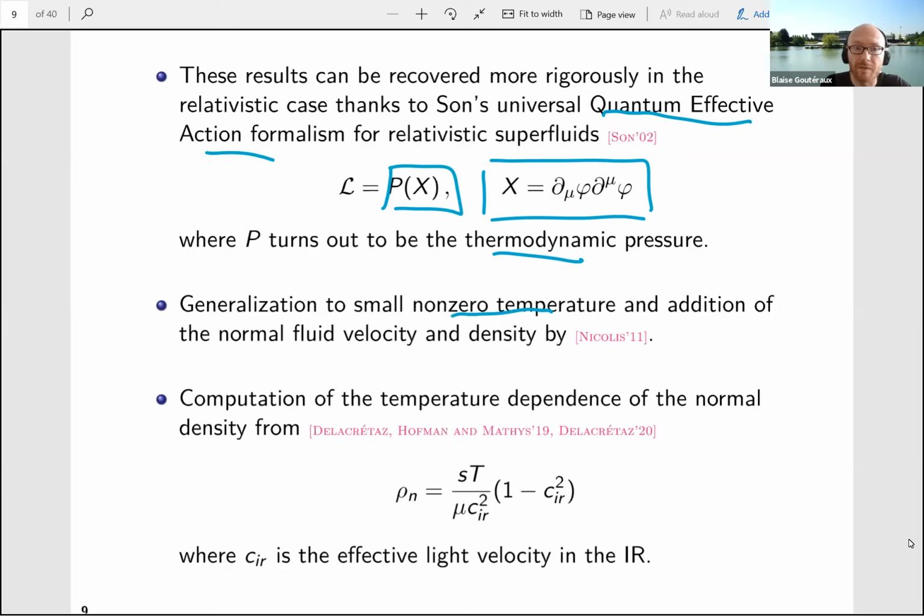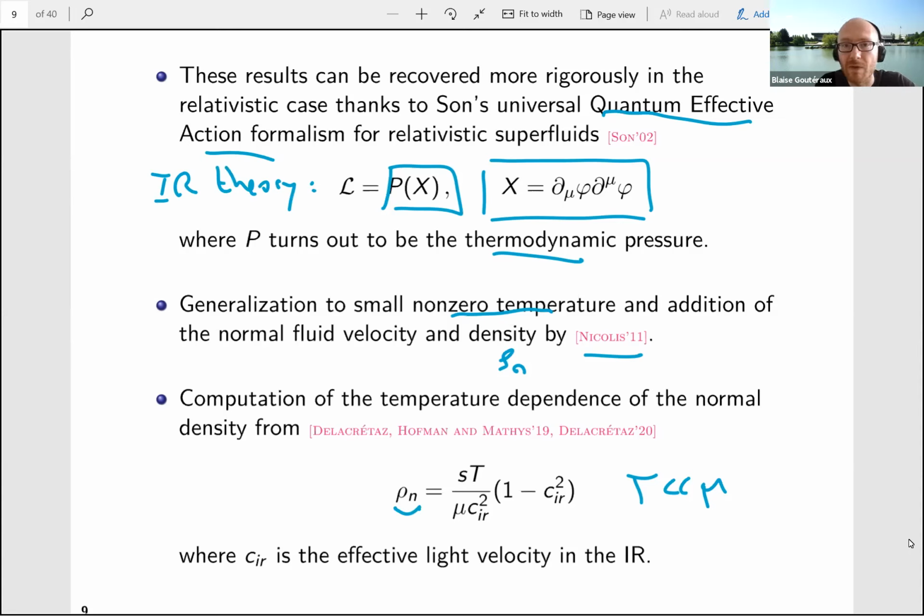Now you can generalize this to a small non-zero temperature, and there you would also have a normal fluid component and a normal density, the rho_n. This was done by Nicolis in 2011. And then you can go one step further. You can also determine what is the low temperature dependence of the normal density. So this is true at low temperatures, T much less than mu. And you would find s T over mu, times c_IR squared, times (1 minus c_IR squared), where c_IR is the effective light velocity in the IR. So here, what I mean by this is that this is an IR theory.